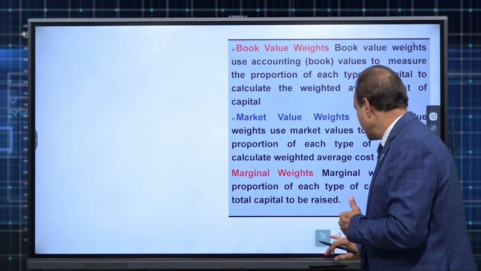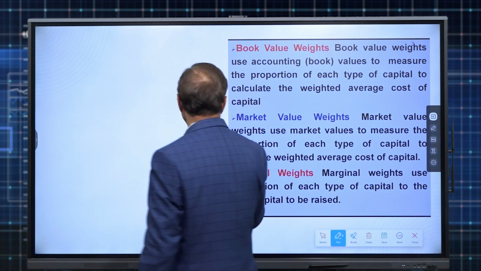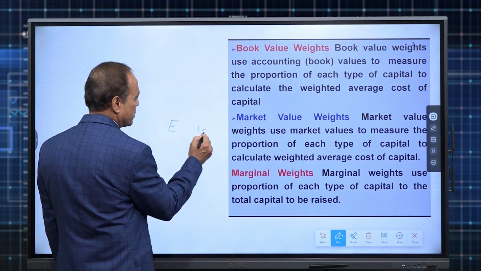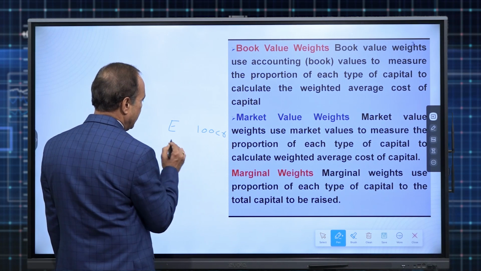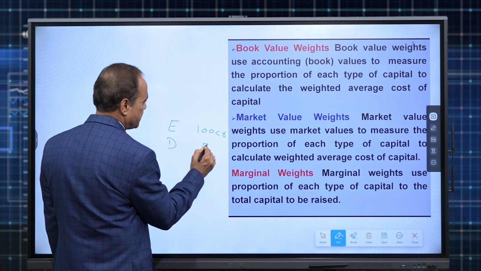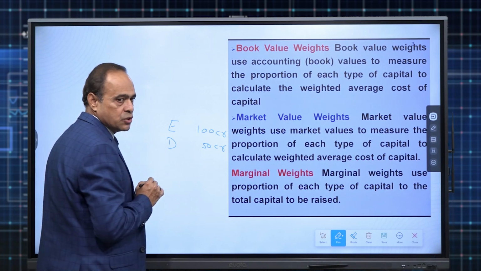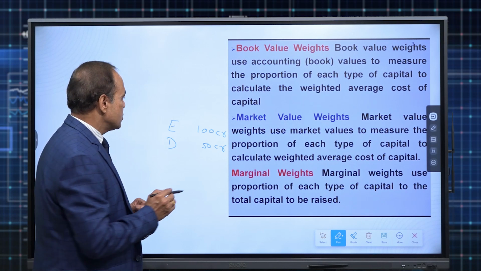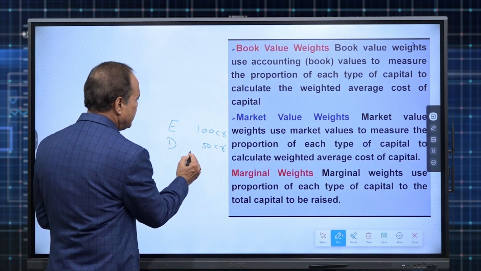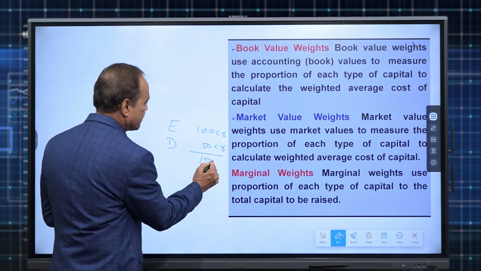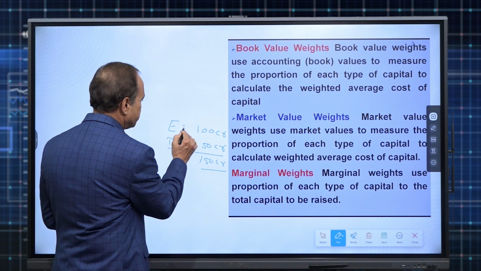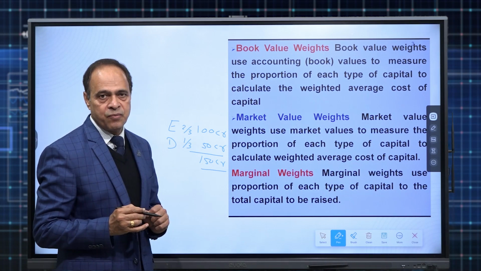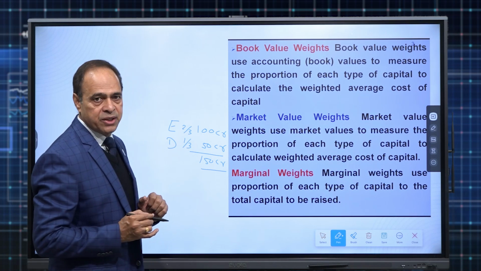Take an example. Suppose existing capital structure of a company is equity 100 crore and debt 50 crore. So in the existing capital structure, these are the book values I have taken. So proportion of equity in the total 150 crore is 2/3, whereas proportion of debt is 1/3. So that is basically book value weight.